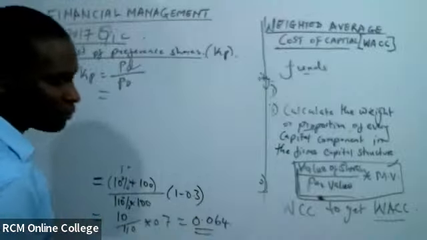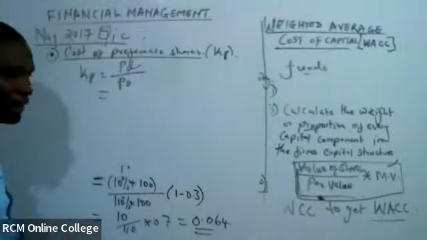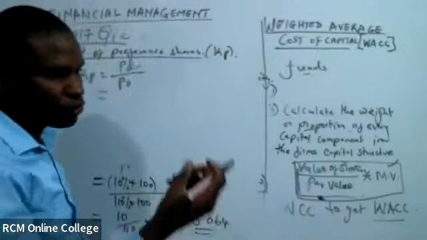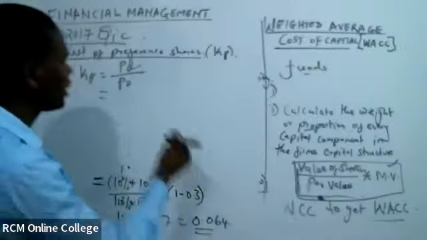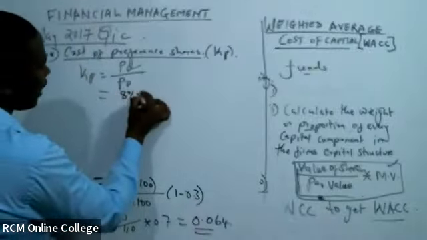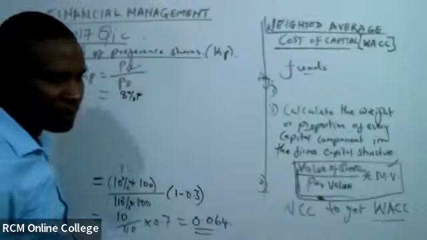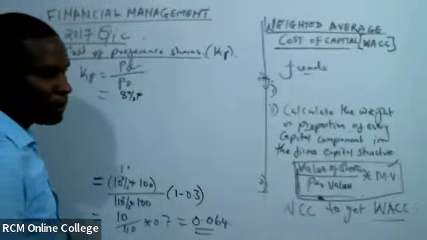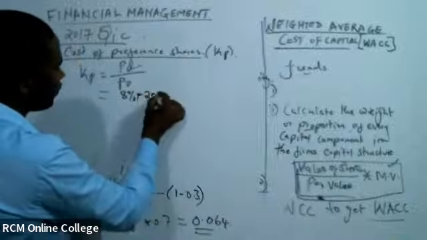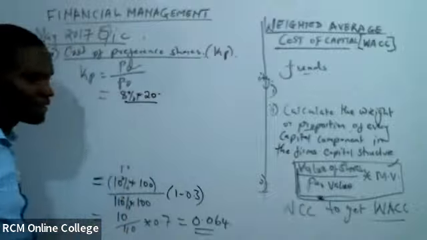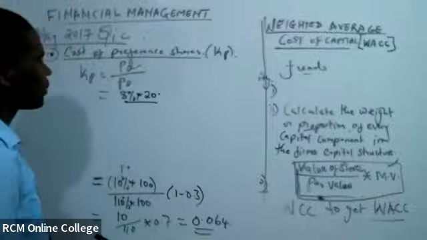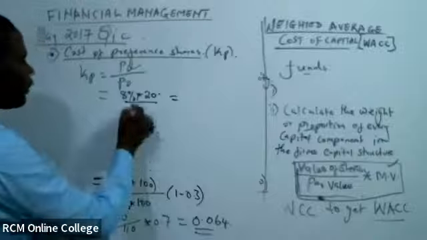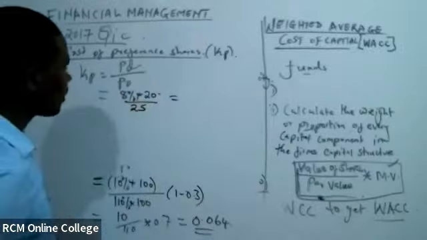So in this case, you take the rate. What is the rate of our KP? Remember, we want the preference dividend, and we take the rate times par. Rate is 8%, 8% times par. What is the par value? Par value is 20. We divide by the market value. What is the market value? 25. So what will be our KP?